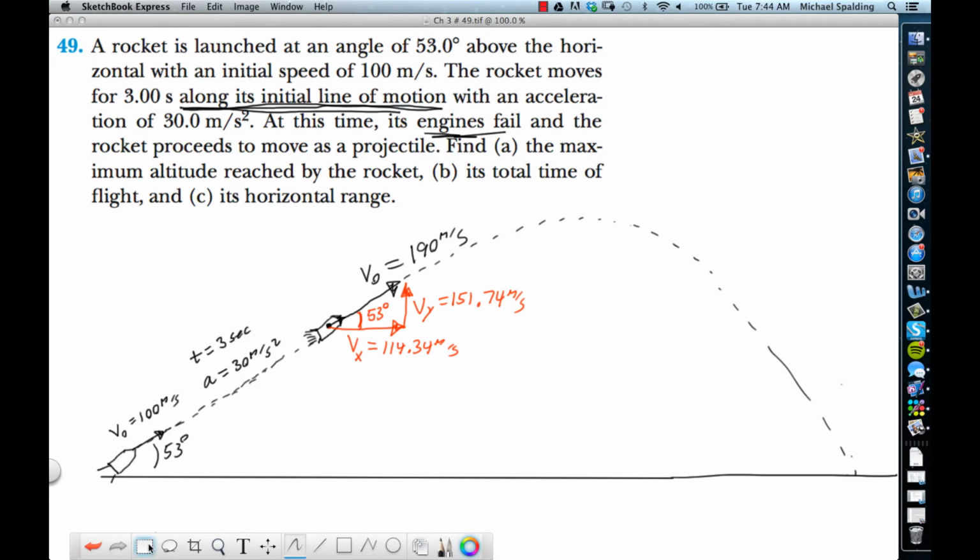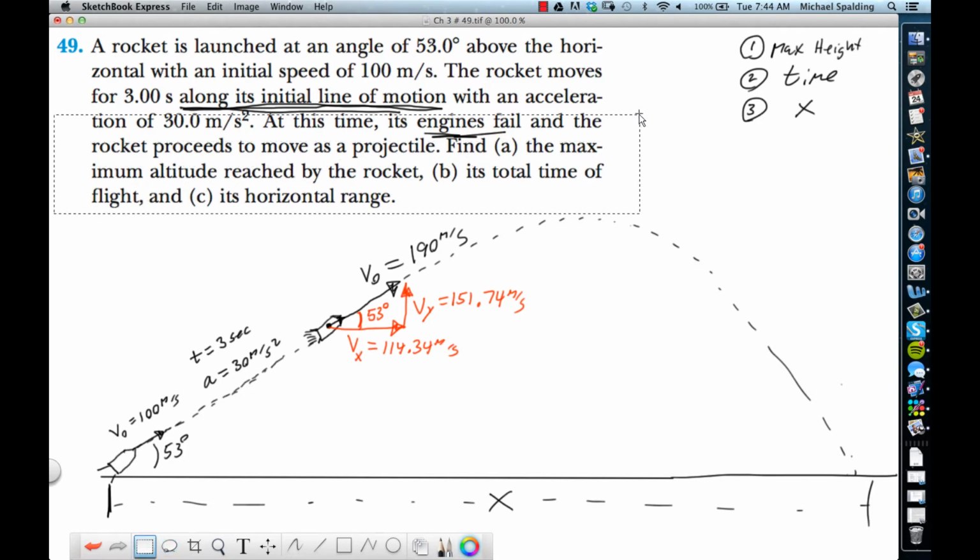Okay, so let me delete the text. So we're solving for 3 things. I'm going to put them up here. The first thing we're solving for is the max height. Second thing, total time. Time total from the beginning. Third thing is the horizontal range, which is x. So from here all the way over to where it lands. Okay? So let's delete this text. We're going to need lots of room.